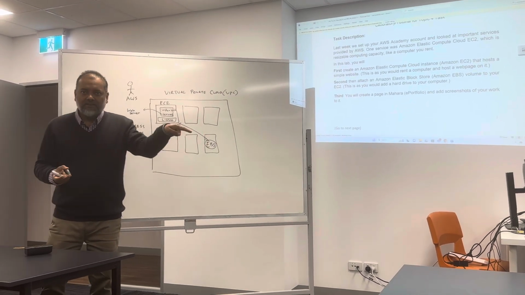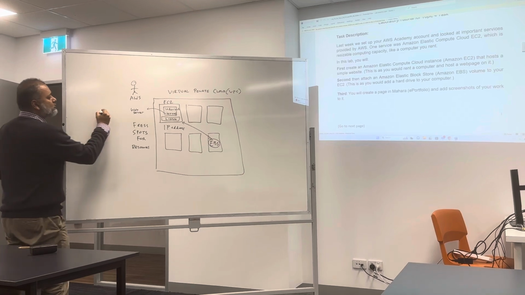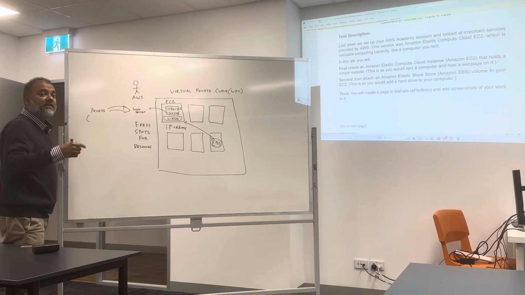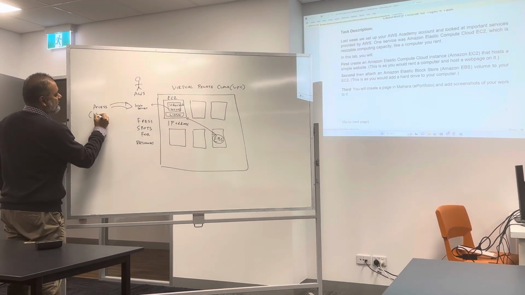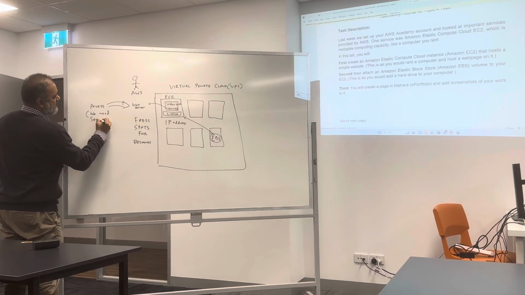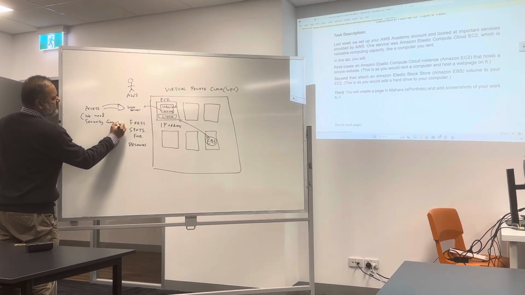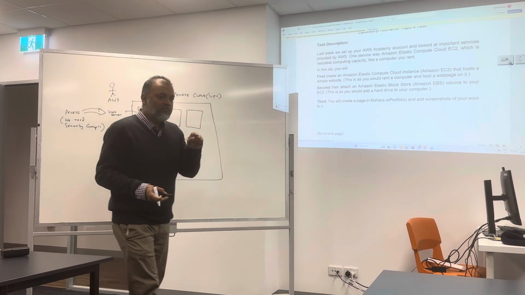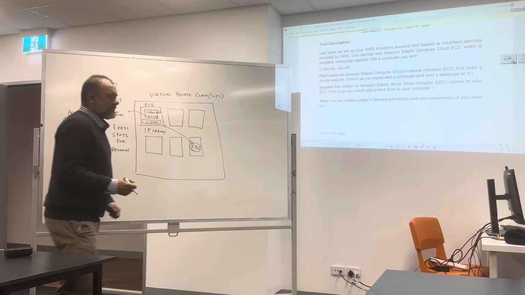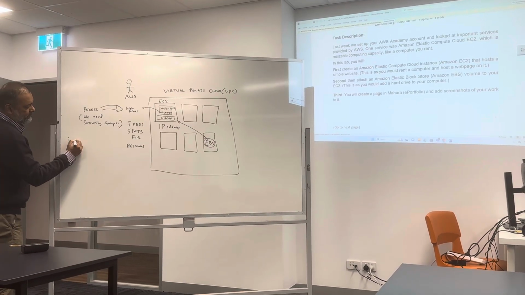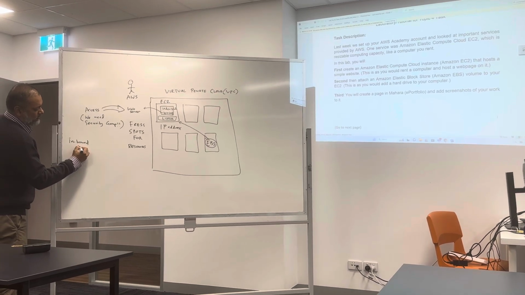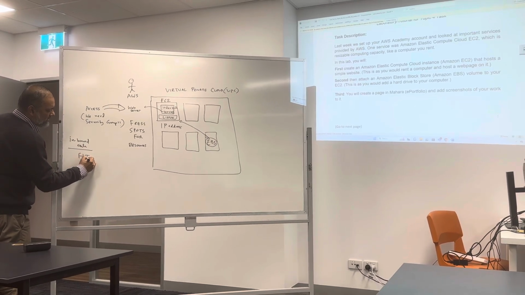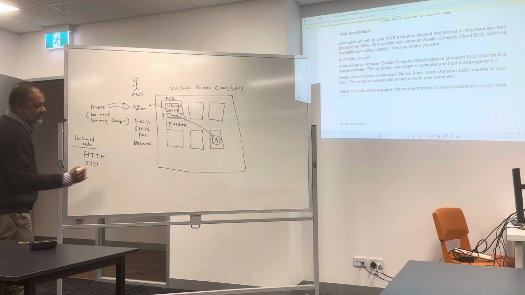Now we want to access that. So in order to access this web server, what do we need? Security group, right? So we need a security group. Security group for what? Security group on this machine, right? So if we look at the security group, it says that there is an inbound rule, right? Inbound rule. So on the inbound rule, we put HTTP and SSH, these two protocols.